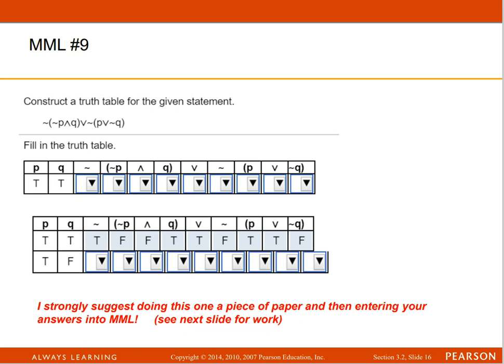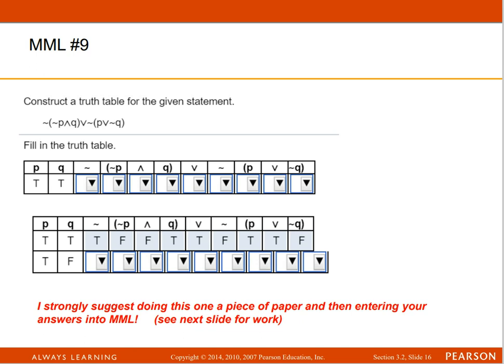So I wrote you a little note. I strongly suggest doing this one on a piece of paper and then entering your answers into my math lab. It is so much easier. And I went ahead and did the first one to show you, I got it right. And once you're done with the row, you'll get a positive affirmation after each row. So you're going to get 4 of them here.